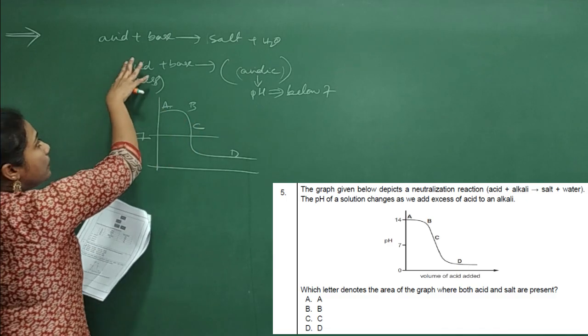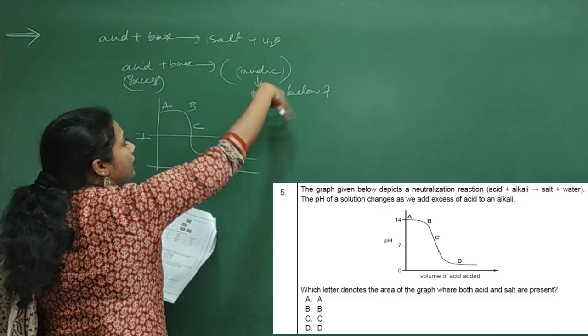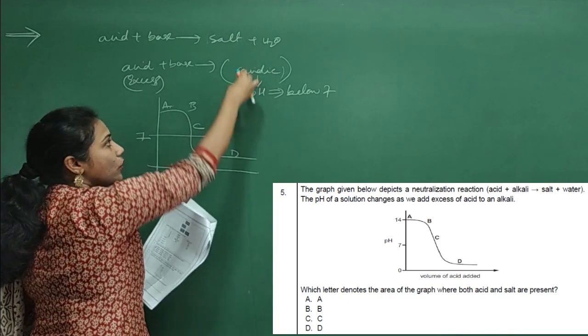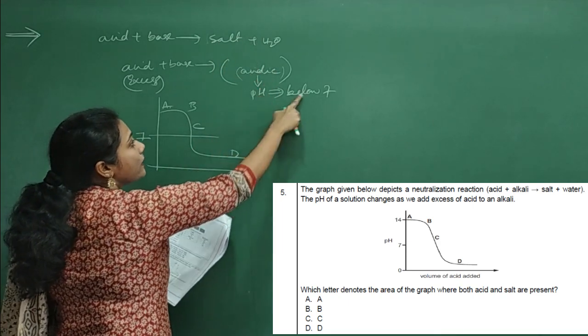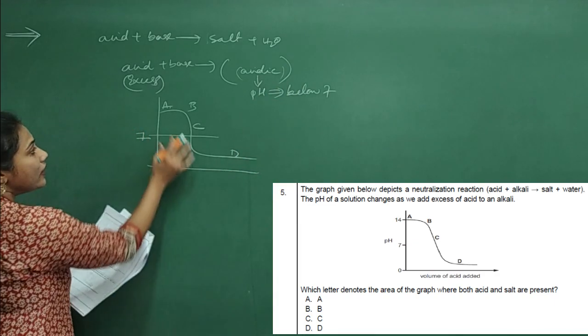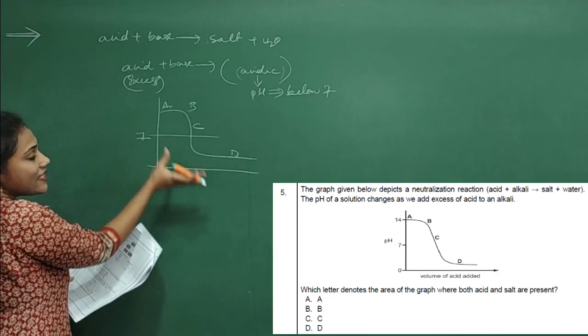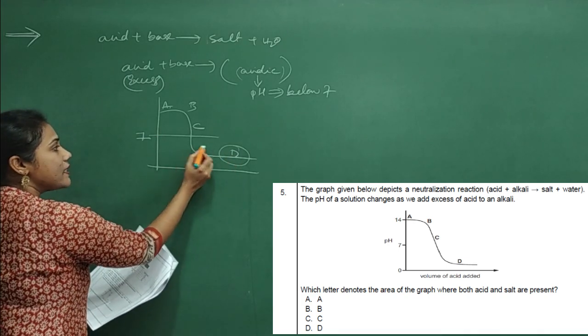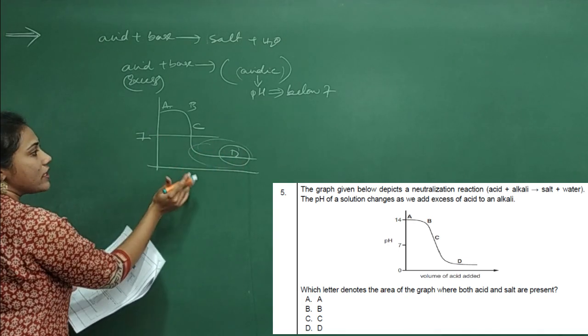And we all know when more acid is added, the solution is more acidic, so pH has to be below 7. So which part of the curve is below 7? Definitely D, right? This part of the curve is below 7.